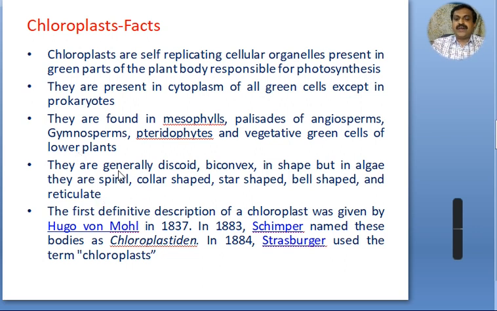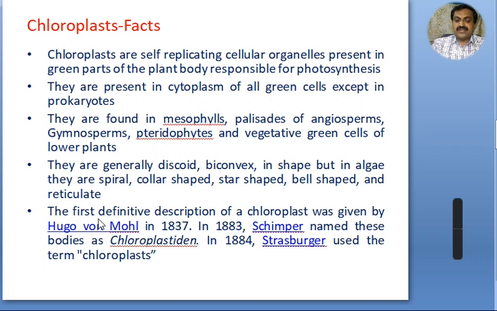Chloroplasts are generally discoid. They vary in shape, but generally they appear discoid or biconvex. But in lower plants like algae, chloroplasts may appear in spiral form, collar-shaped, star-shaped, bell-shaped, and reticulate chloroplasts are also commonly seen in lower organisms like algae.